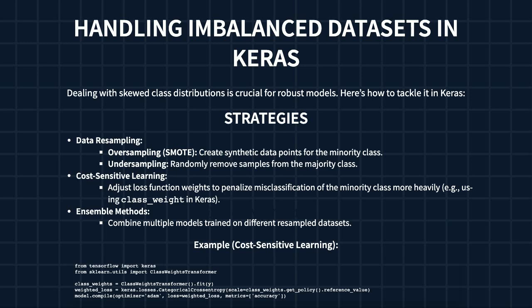Oversampling creates synthetic data points for the minority class, like using SMOTE. Undersampling randomly removes some examples from the majority class. Then there's cost-sensitive learning, essentially telling your model that misclassifications of the minority class are really important by adjusting the loss function's weights.